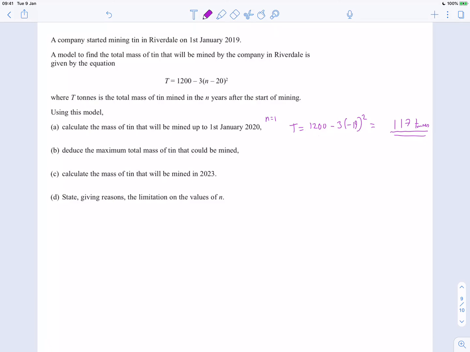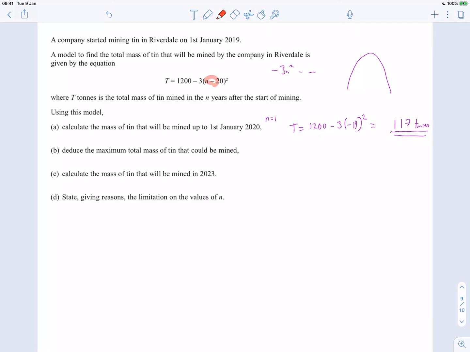Deduce the maximum total mass of tin that could be mined. Well, the total maximum, okay, this is clearly an n squared graph. If I was to expand this, I would get minus 3n squared plus a bunch of stuff. Why would it be minus 3n squared? Because when you expand this, there will be an n squared, because it's a squared bracket, and I'm timesing it by minus 3. Now, minus 3n squared, that is because it's a negative n squared graph, it's going to be an n-shaped parabola like that.